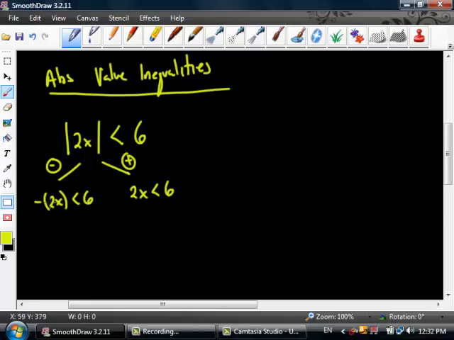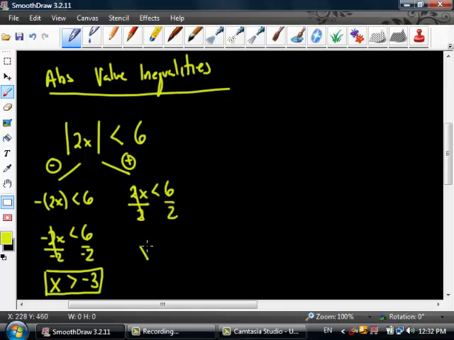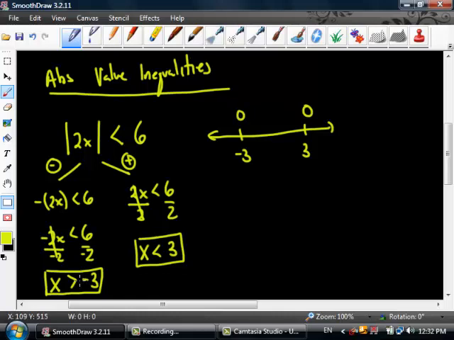I'm going to clean this up because we don't really need the parentheses there, do we? So negative 2x is less than 6. If I divide both sides by negative 2, x is greater than negative 3. Do we all see that? Good. If I divide by positive 2, x is less than 3. So on my graph, I'm at negative 3 and positive 3. I've got two open circles, and it looks like I'm greater than negative 3 and less than positive 3.